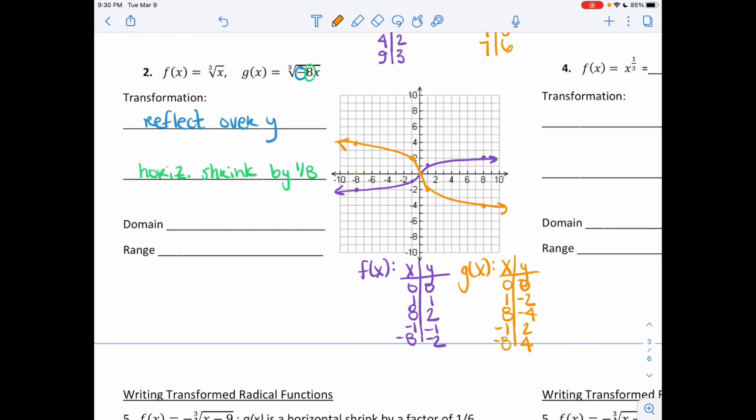Let's talk domain and range. Remember that those are not going to change for a cubic function. We are always going to have domain and range of all real numbers.